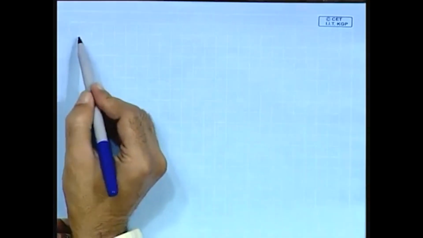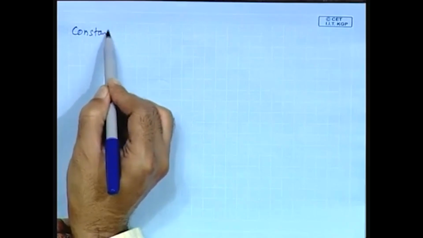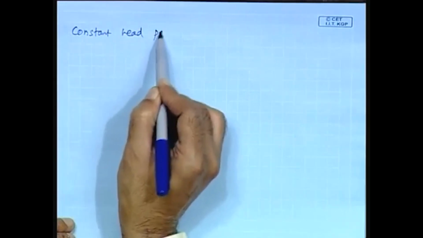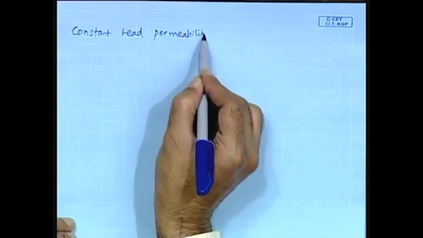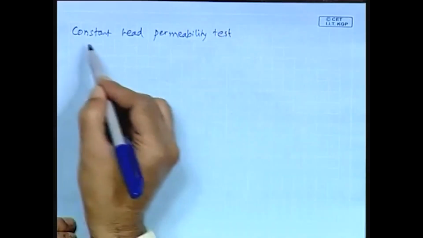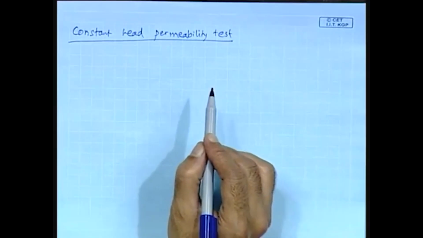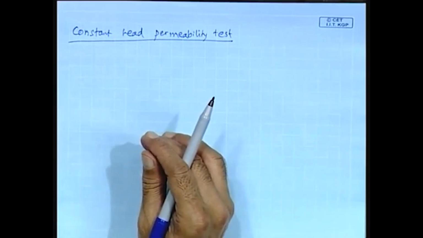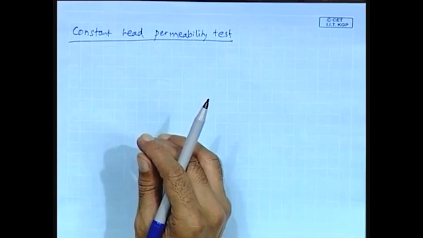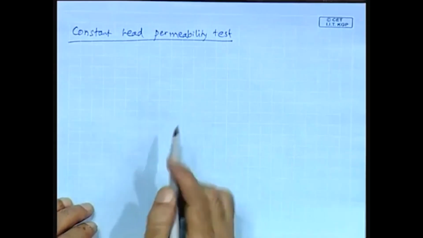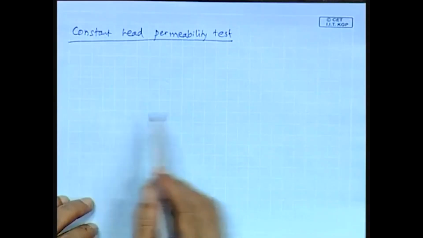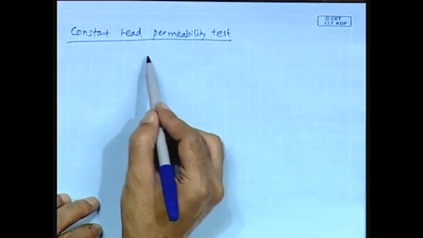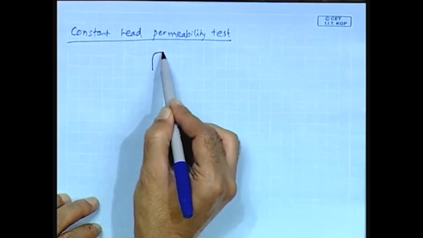Now, let us come to firstly the constant head permeameter or permeability test. So, here we have in the laboratory a setup in which the groundwater is made to flow through a soil or a rock sample under constant head. So, let me draw the schematic diagram here.